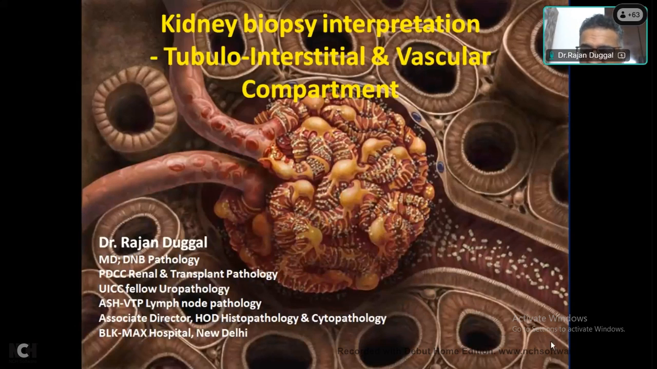On glomerular compartment, glomerular lesions. So the present lecture is based on tubulointerstitial and vascular compartment.